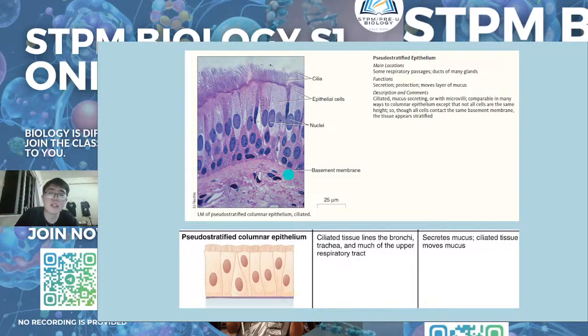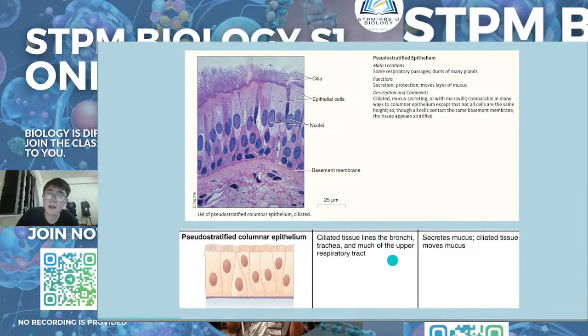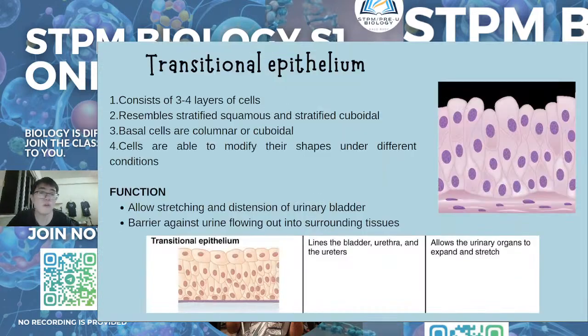Because not all the cells will reach the cell membrane. If you see here, this cell is only located here and then it stops, and then there is another cell attached here. So it only has one layer. Actually, all of this is made up of one cell, one cell, one cell. Okay, so normally this cell is found in the respiratory tract. Okay, so that's all.